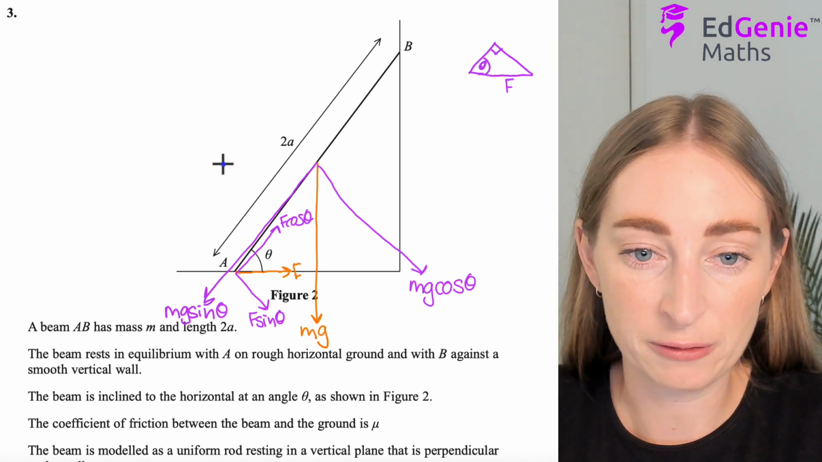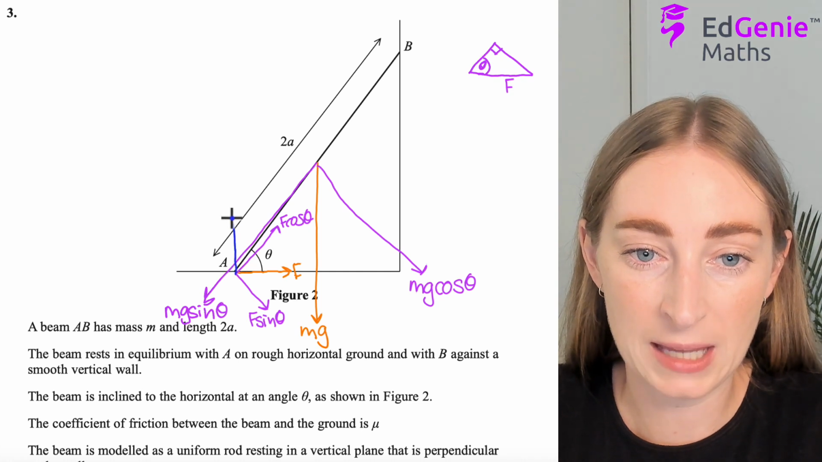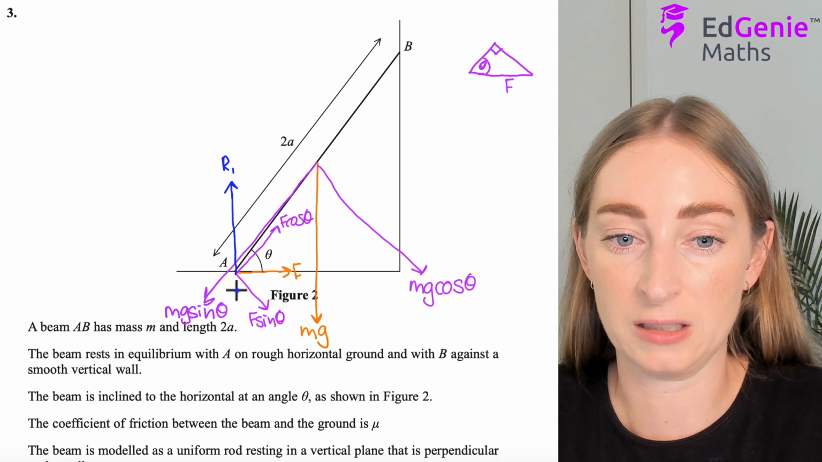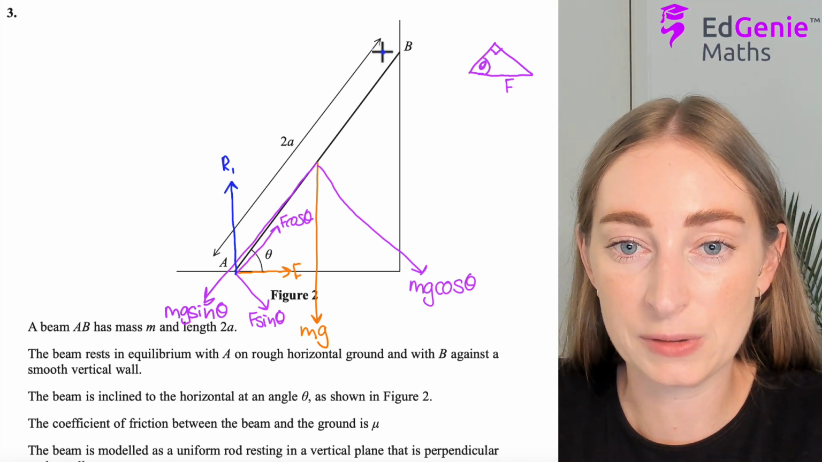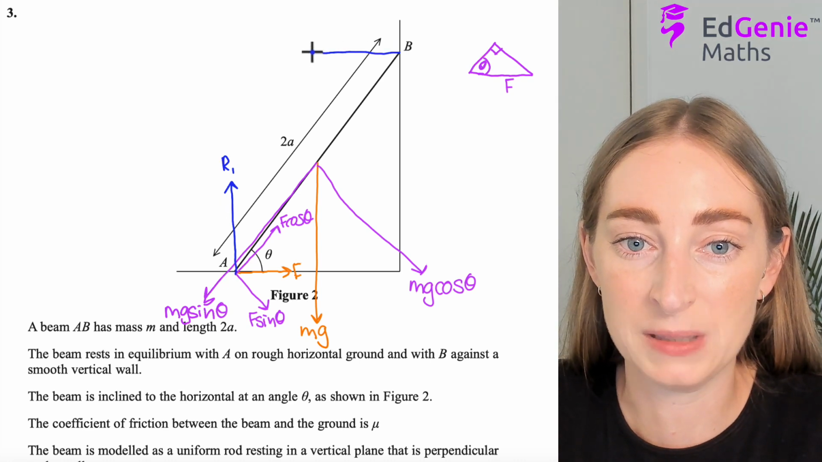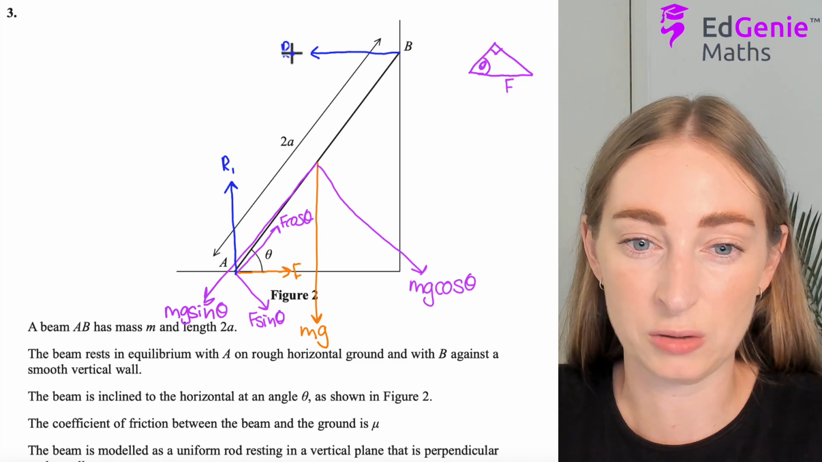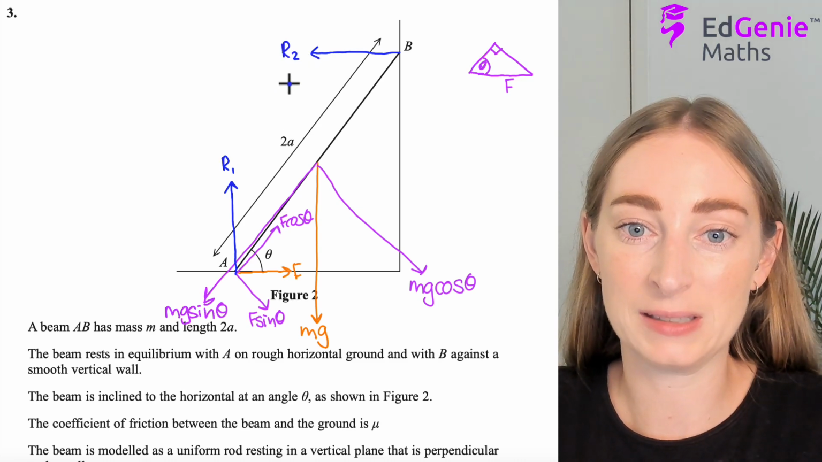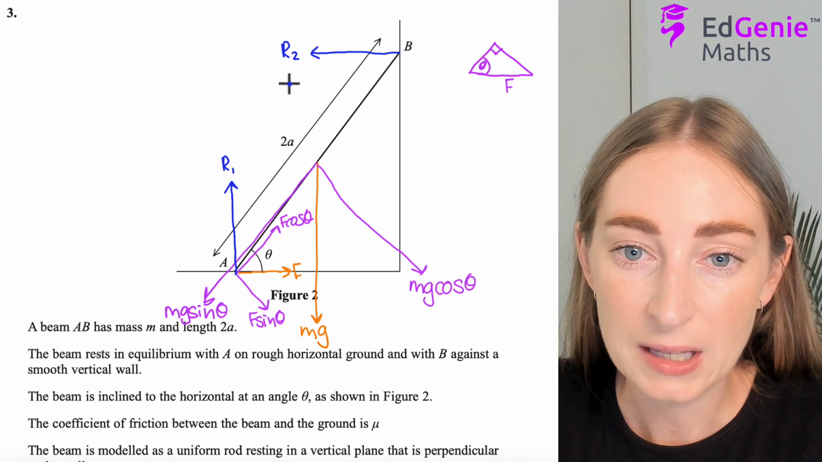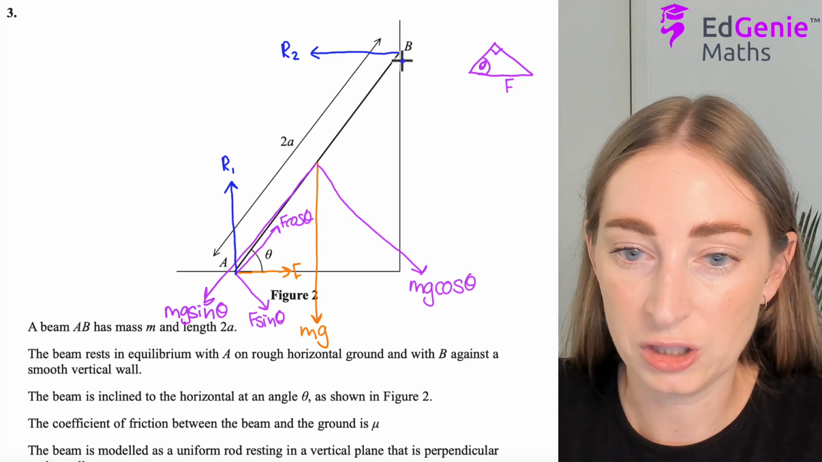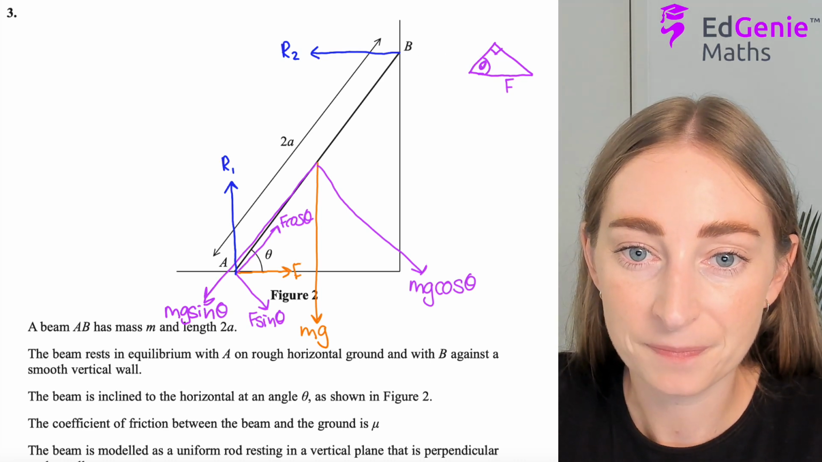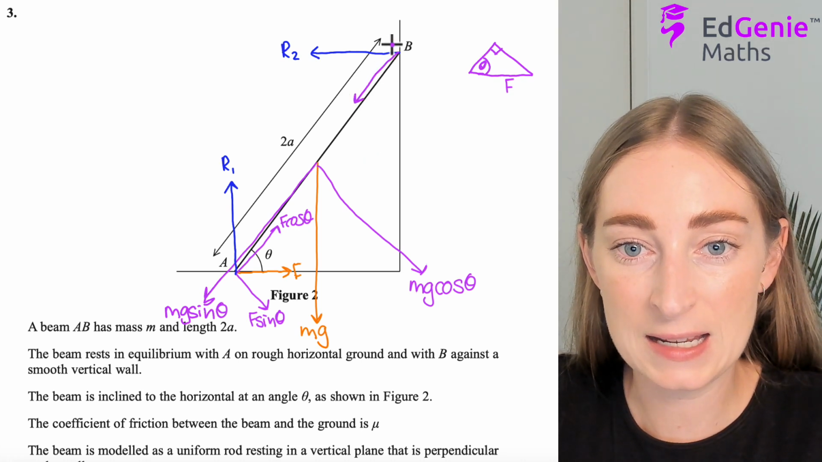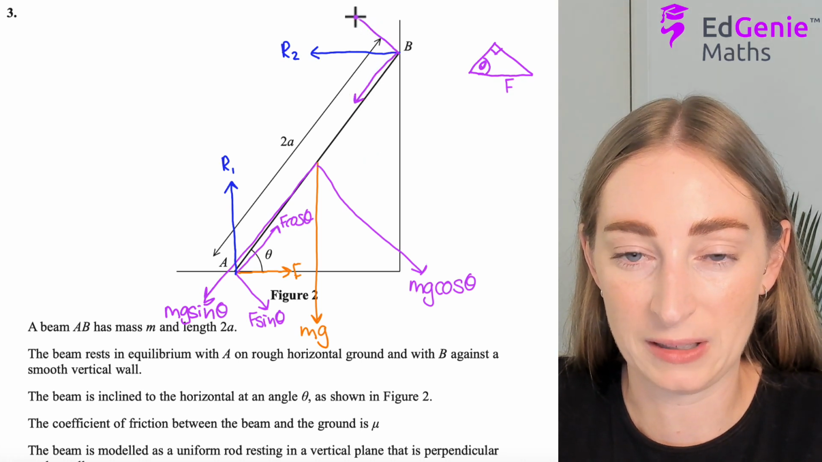We're also going to have our reaction forces. So we're going to have one here. I'll call that R1, so it's perpendicular to the ground. And we're also going to have one here, which is perpendicular to the wall. So I'll just call that R2. So we also want to resolve this going down, like along the slope. So this one, let's change colour. Let's do purple. We're going to have one going like that. And we're going to have one going like that.